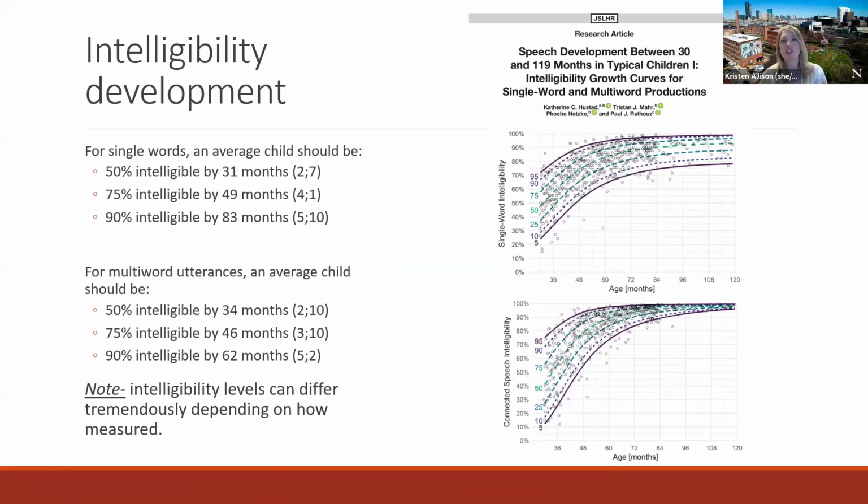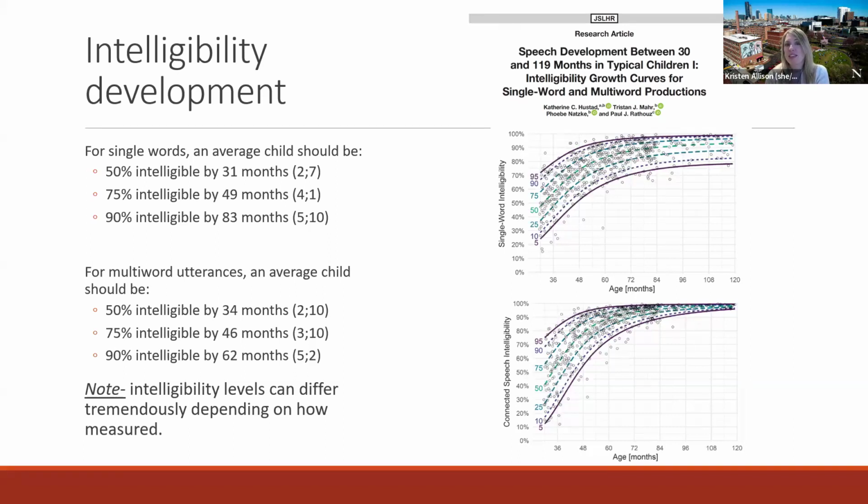Another important piece of information that all providers and parents can keep in mind when seeing children is their intelligibility level. The figures on this slide are from a recent publication by Dr. Katie Husted at the University of Wisconsin and her colleagues. They did a large study of over 500 typically developing children and developed growth curves on trajectories of intelligibility development between ages 2.5 and 9 years of age. You can see the curves in the figures here look like the developmental growth curves you see when you take your child to the pediatrician's office and they map their height and weight over time.